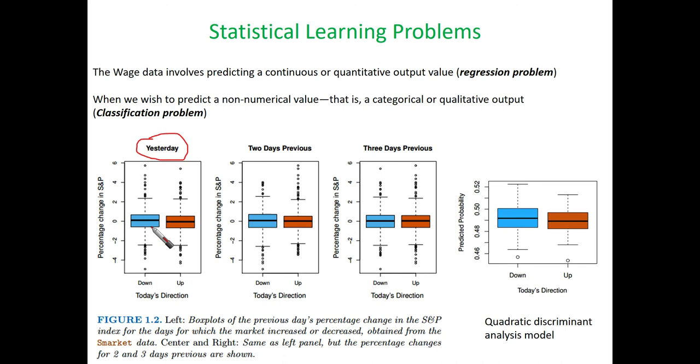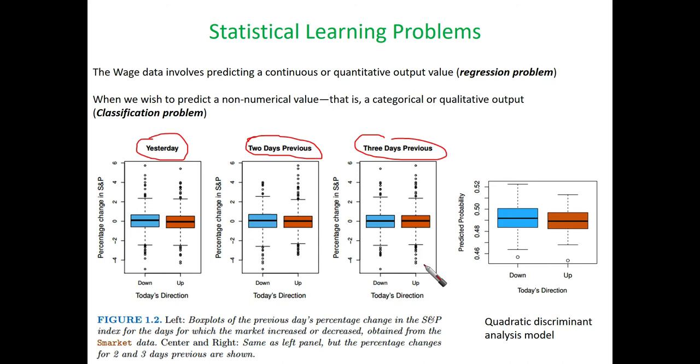How about based on the past 2 days, or the past 3 days, what would today's direction be? If you look closely, the percentage changes in the up bucket and the down bucket are pretty close. So it is really hard to tell, based on the past 2 or 3 days or the previous day, what today's direction would be. That is a classification problem, but that kind of problem is not easy to address.